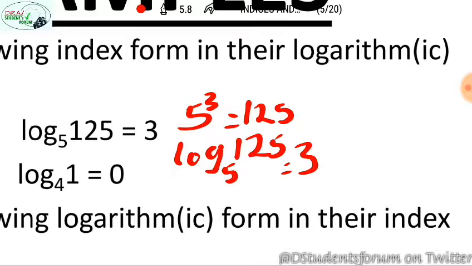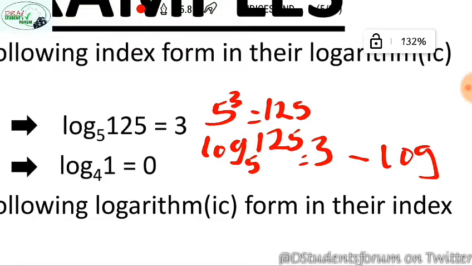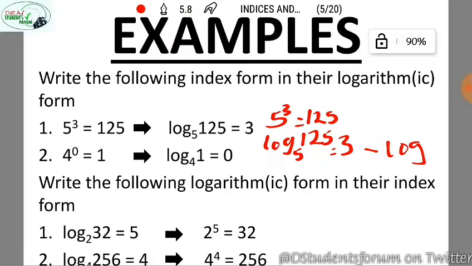So this is the logarithmic form, the log form of the index expression given, and for us to take this back to the index form, it's very easy. We just raise 5 to the power of 3 to give us 125.